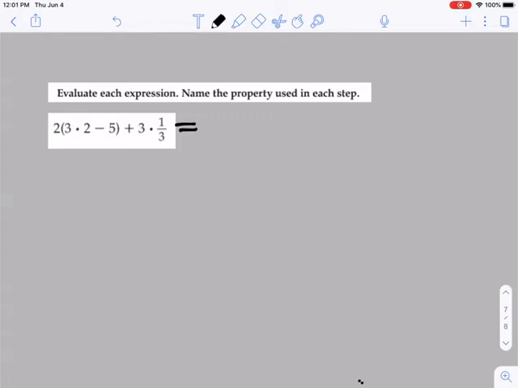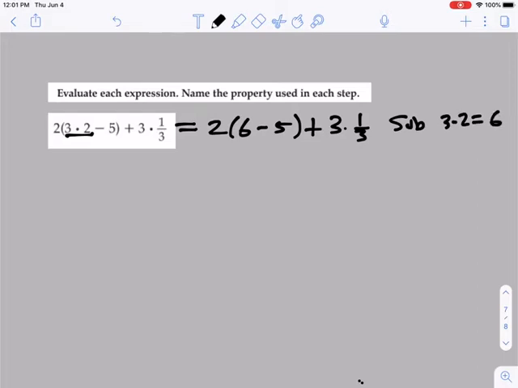We're going to evaluate it step by step. The first thing we should do is deal with this 3 times 2. So we're going to go 2 times, and then you have to write it all out: 6 minus 5 plus 3 times 1/3. We're going to call that substitution, and write down what we did: 3 times 2 equals 6. Next, we should do this. That will be 2 times 1 plus 3 times 1/3. That also would be substitution, and that's 6 minus 5 equals 1.